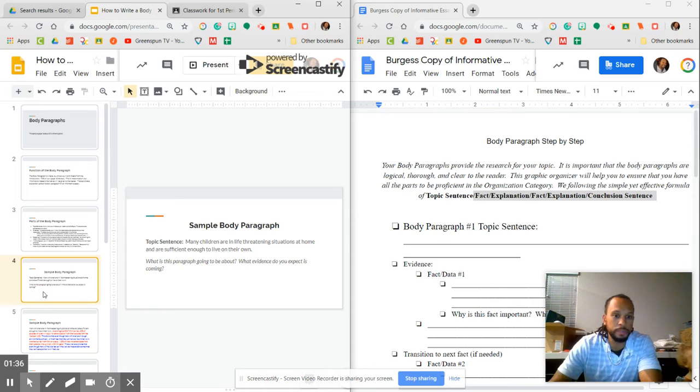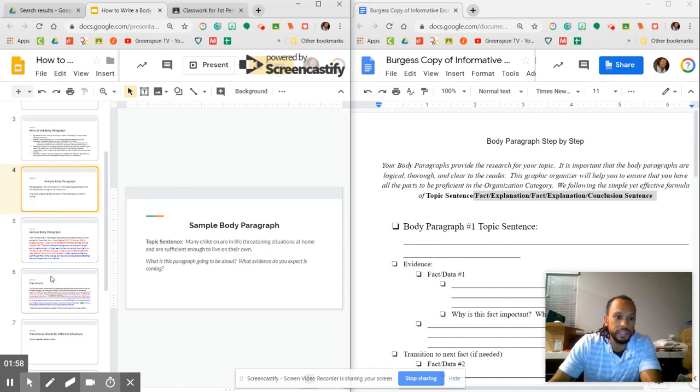Take a look at this particular sample body paragraph topic sentence. Many children are in life-threatening situations at home and are sufficient enough to live on their own. That is a topic sentence. It is a general statement, no data, no research, and it previews what my paragraph is going to be about. What do you think it's going to be about? What evidence do you expect is coming?